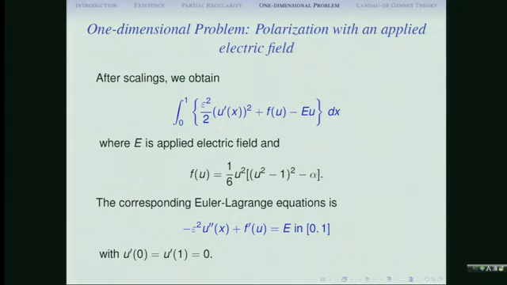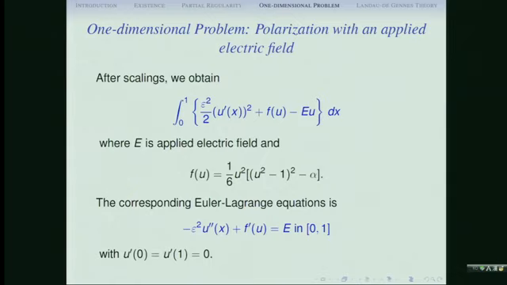In that case, I consider the antiferroelectric case. In the antiferroelectric case, you have a potential function u squared, and then some other terms here. This is the applied electric field. The Euler-Lagrange equation for this is very simple. I also consider periodicity in the g direction, so I got u'(0) and u'(1) equal to 0. So you can extend periodically. I'm very interested in periodic cases.